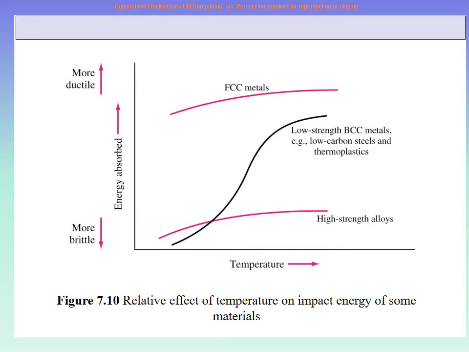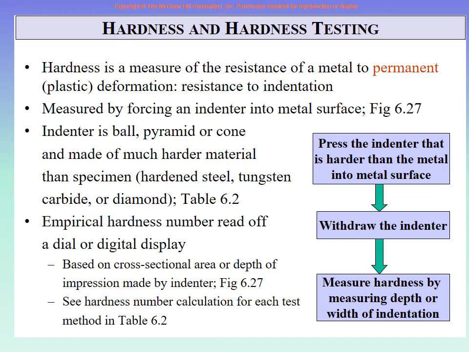Then we told you about ductile to brittle transition. There are high strength materials which have low impact energy. There are FCC metals which have high impact energy. And there are BCC metals which have high impact energy at room temperature and so on. But if you reduce the temperature to near zero or below, then they go through a transition from ductile to brittle behavior. This covered the initial part of tensile related properties and so on.